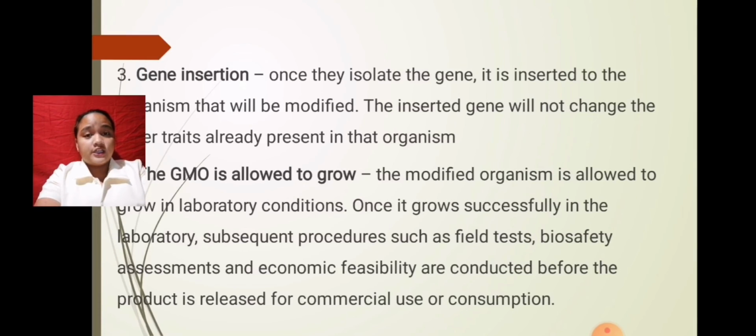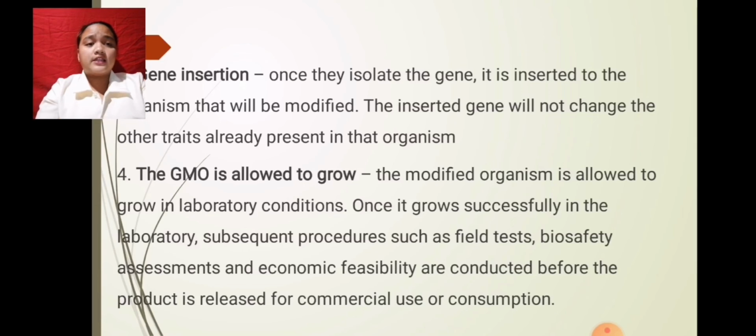Next is the gene insertion. Once they isolate the gene, it is inserted into the organism that will be modified. The inserted gene will not change the other traits already present in that organism. Number 4 is the GMO is allowed to grow. The modified organism is allowed to grow in laboratory conditions. When it grows successfully in the laboratory, subsequent procedures such as field tests, biosafety assessments, and economic feasibility studies are conducted before the product is released for commercial use or consumption.